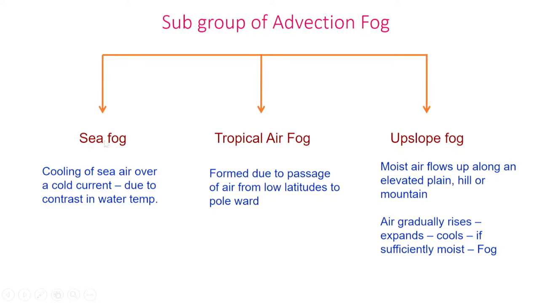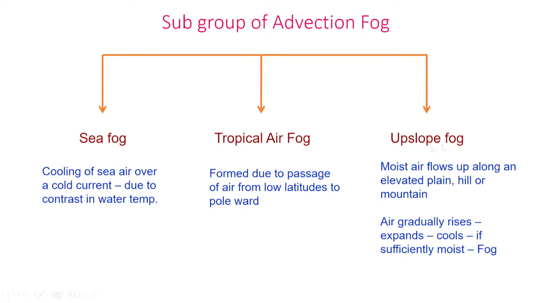Sea fog, as the name suggests, is the fog formation over the sea, when the air moves from some other part of the sea to the colder part of the sea. The fog formation is called a sea fog. Tropical air fog is when the air moves from the lower latitude to the higher latitude region. You know that as we move from the low latitude to higher latitude region, temperature reduces. So if the reduction is sufficient that the air can cool down to the dew point temperature, fog formation may take place.